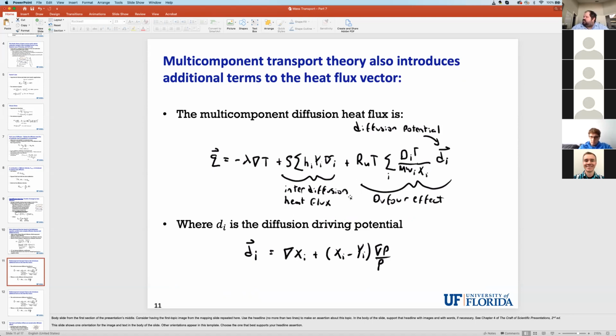And we have the so-called Dufour effect, and that is an energy transfer due to mole fraction gradients, where this d_i here is called a diffusion potential, and it's just given as the gradient of the mole fraction plus this barodiffusion term here.